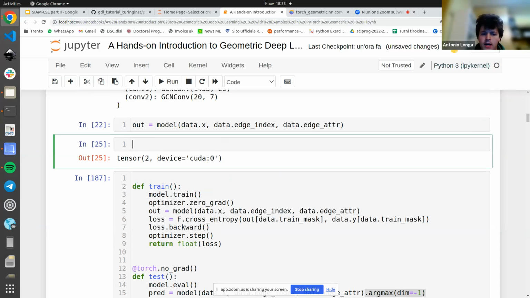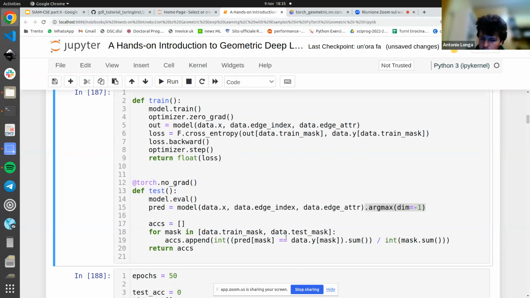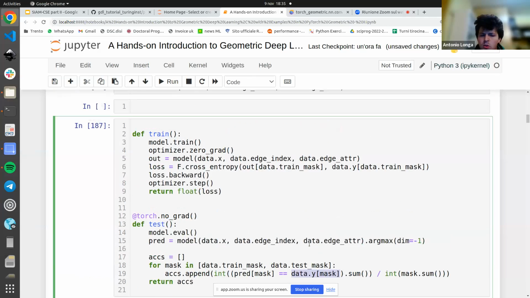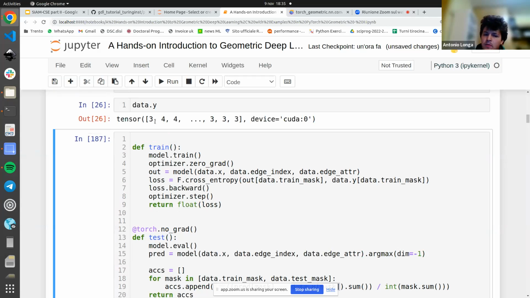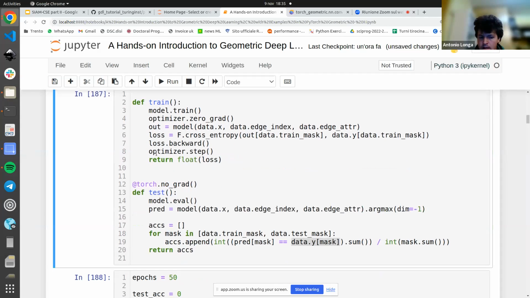And this is needed for us because when we compute the accuracy on the test set, we are filtering, and we are using data.y that contains the single label for each node. And the only difference between test and train is simply this one. So in the training, of course, you have the loss backward, the optimizer step, zero gradient, and so on and so forth. While in the evaluation, you just compute the prediction, you take the maximum, and you compute the accuracy.